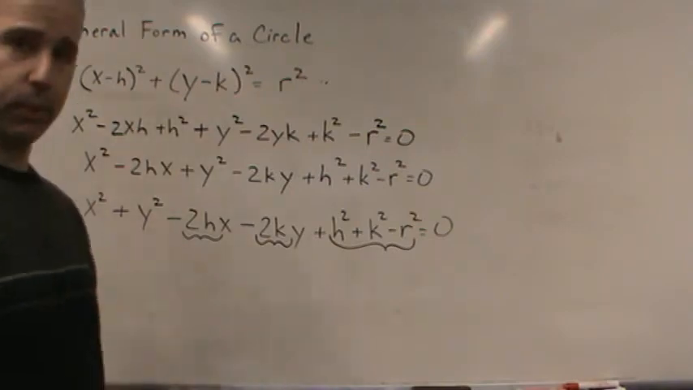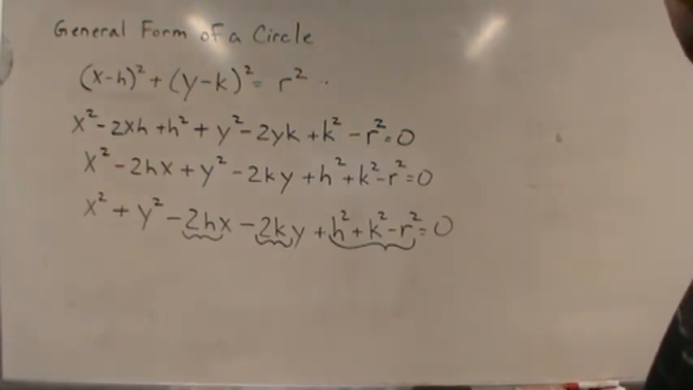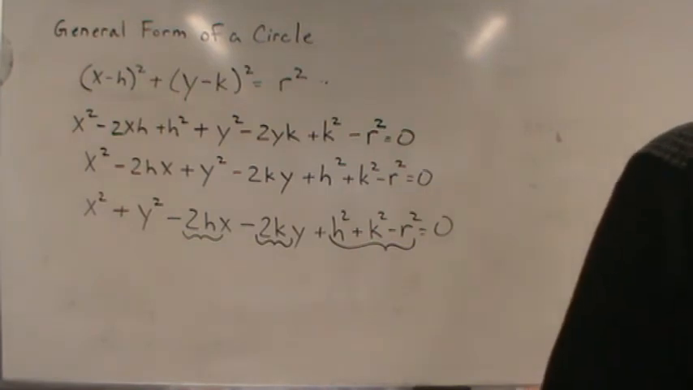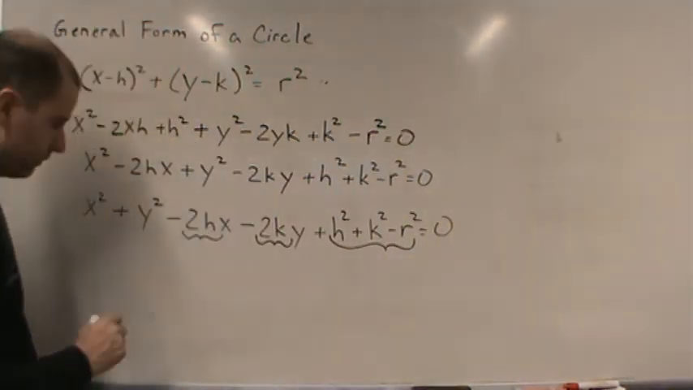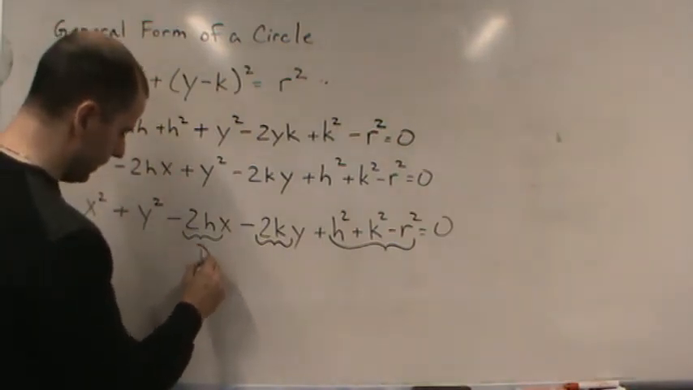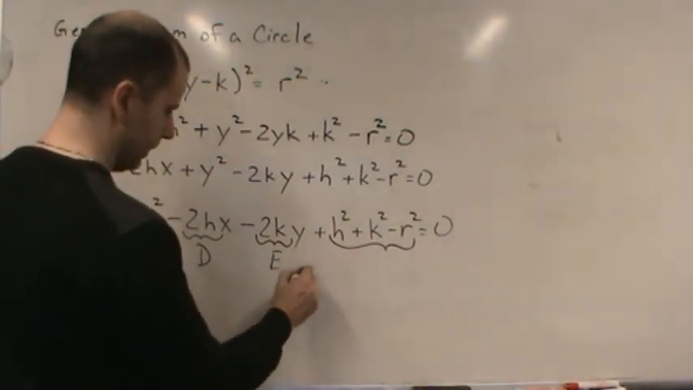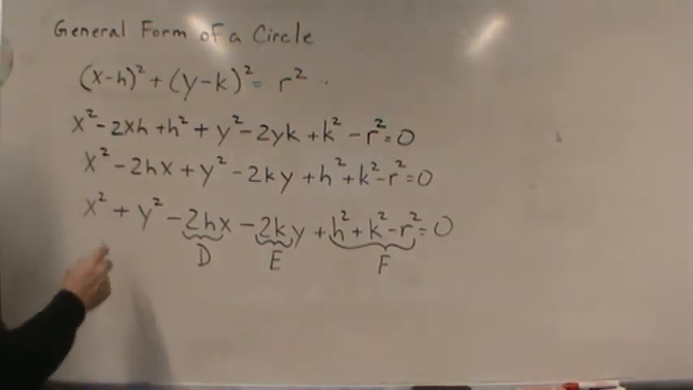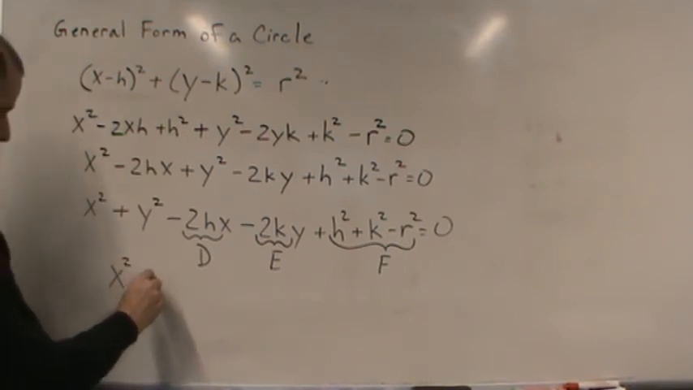Okay, so why don't we just replace these with letters? We could do that. Again, we're just looking for a general form of the equation. So why don't we make this d, so 2h, let's make that d. Let's make this e, and let's make this thing f. And so now we get the general form of the circle. The general form of any circle will result in something that looks like this.